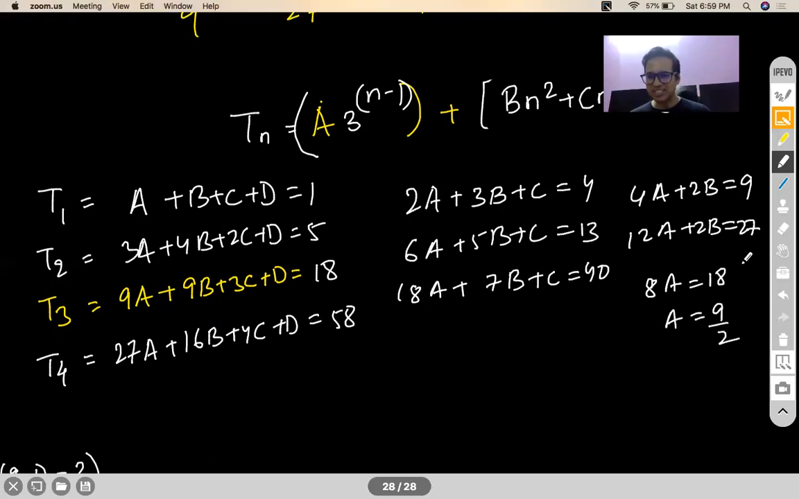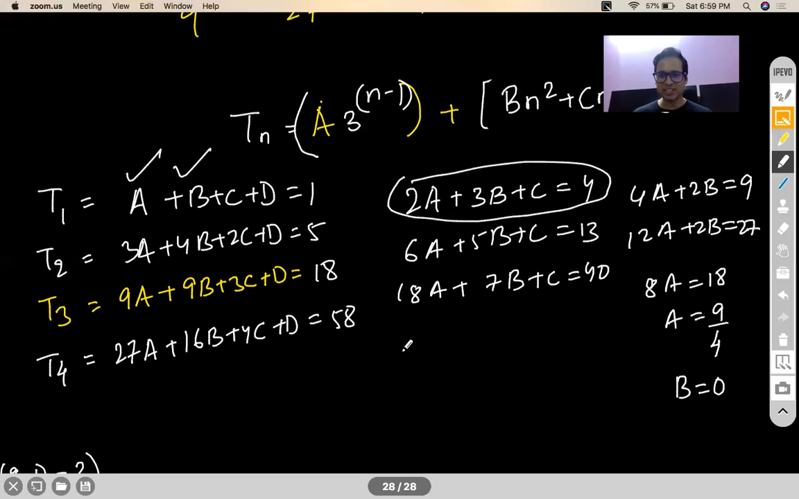Any questions? Sorry, not 9 by 2, 9 by 4. My bad. Okay, so A is known. So let's find B. If you put it over here, B will be 0. So B is known, correct. So if you put in this equation, you will get 9 by 2 plus C is equal to 4. So C is equal to minus half. So C is known, correct.